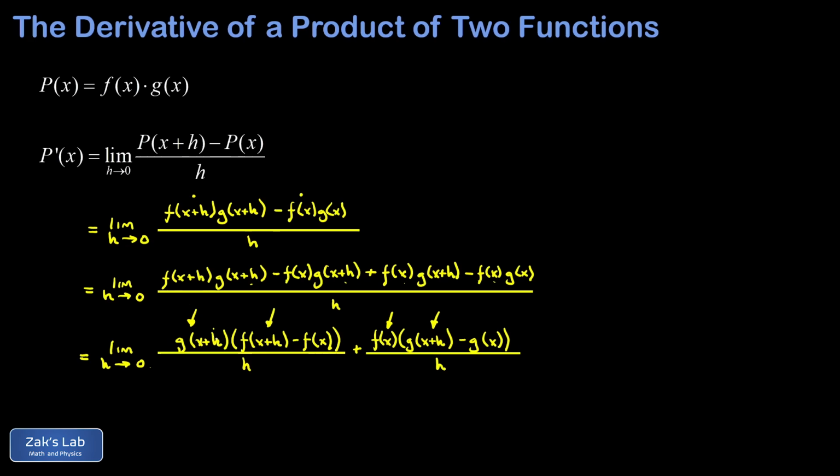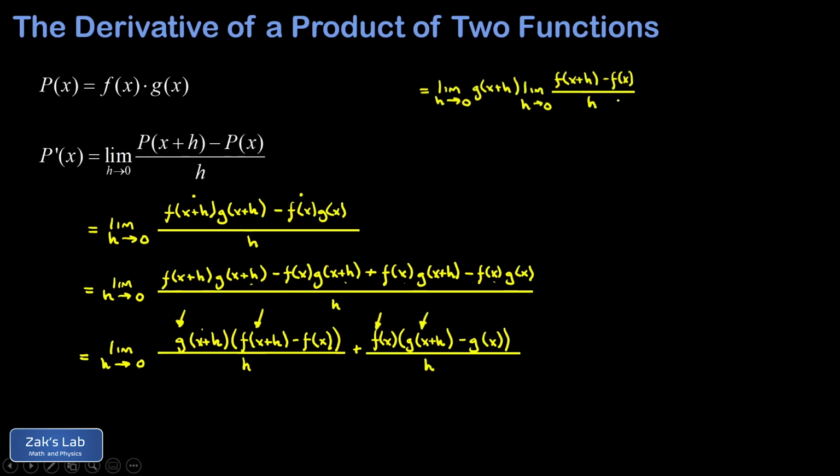So what I can do is factor a g of x plus h out of this first one, and then the limit of a product of two things is the product of the limits. That was one of our original limit laws. So what I can do is rewrite this with a limit of g of x plus h separated out. So the first half of this thing turns out like that. I have the limit as h goes to 0 of g of x plus h multiplied by this limit as h goes to 0 of f of x plus h minus f of x over h. That second piece is exactly the definition of f prime of x, so the derivative of the function f.